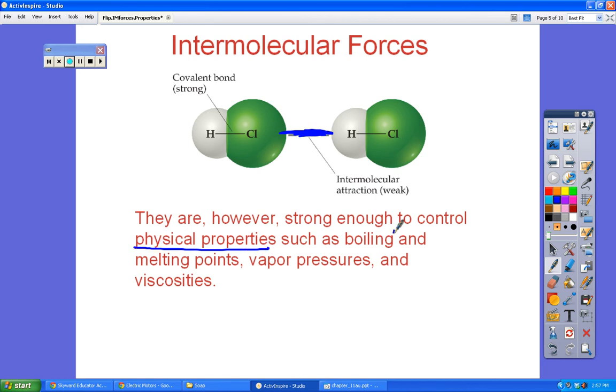So we're going to look at boiling point, melting point, viscosity. We'll talk a little bit about vapor pressure, not a whole lot. And in lab tomorrow, we're actually going to look at evaporation, which is the same thing as boiling in terms of its process.